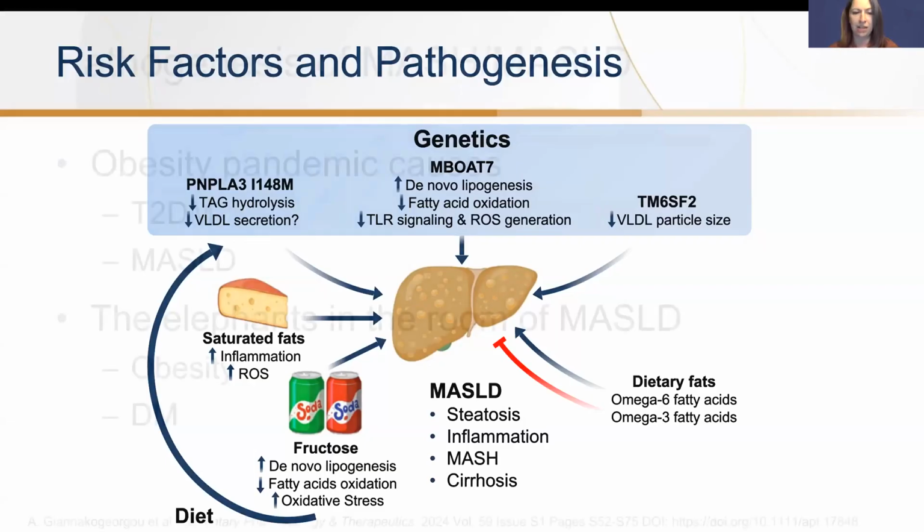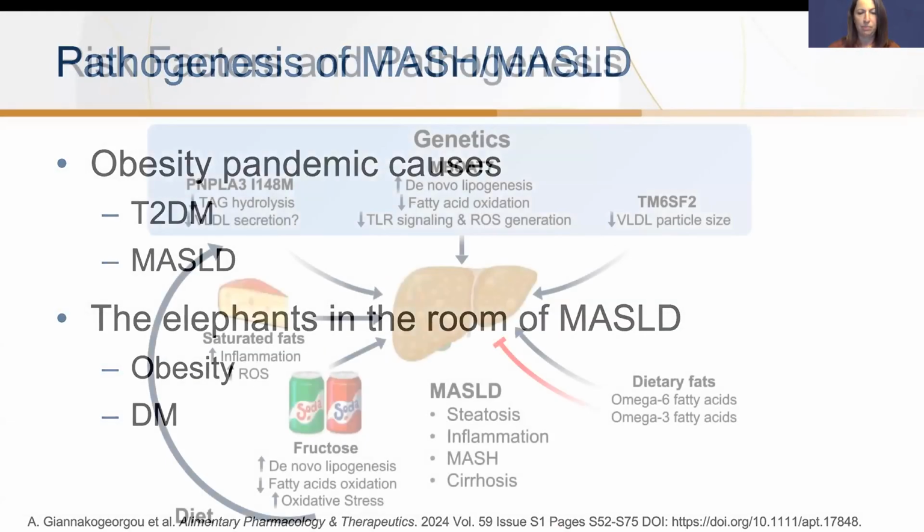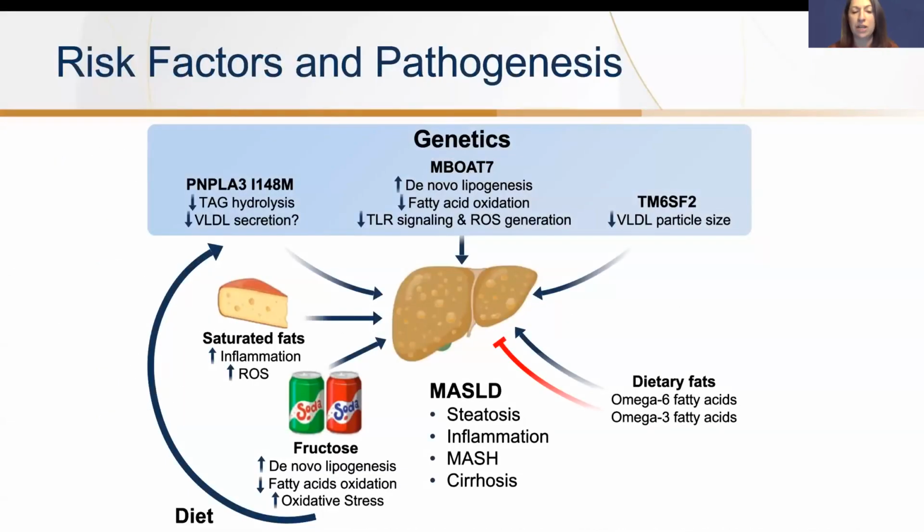They have identified genetic mutations that can put people at risk for fatty liver. So genetics in combination with diet, increased saturated fats, fructose, and dietary fats can contribute to that fat in the liver, the steatosis, which can then develop inflammation and progress into steatohepatitis, the more inflammatory fat, which can then lead to cirrhosis.